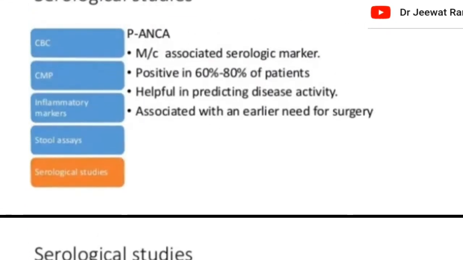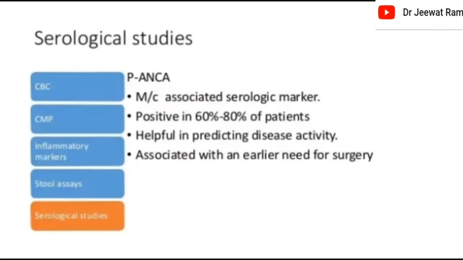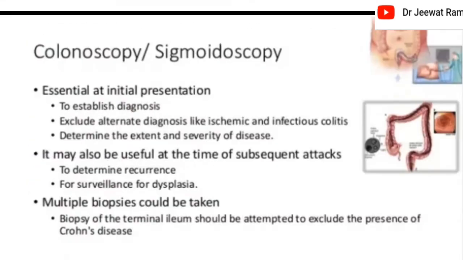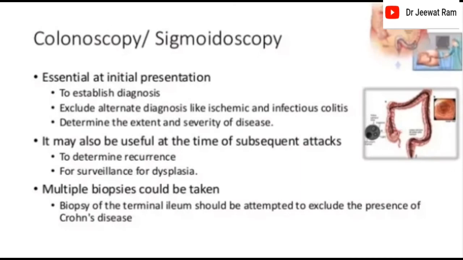titer. Serologic studies: pANCA, an associated serological marker, is positive in 60 to 80% of patients, helpful in predicting disease activity, and associated with an early need for surgery. Colonoscopy or sigmoidoscopy is essential at initial presentation to establish diagnosis, exclude alternate diagnoses like ischemic and infectious colitis, and determine the extent and severity of disease.